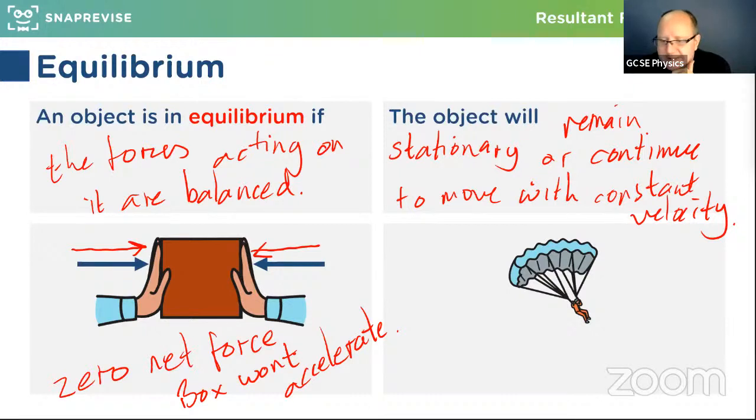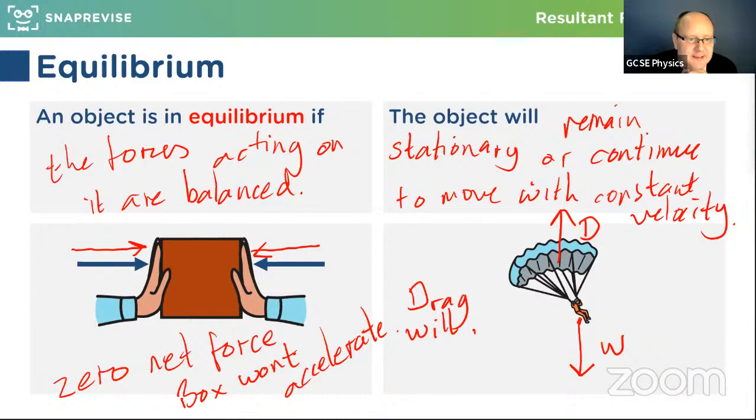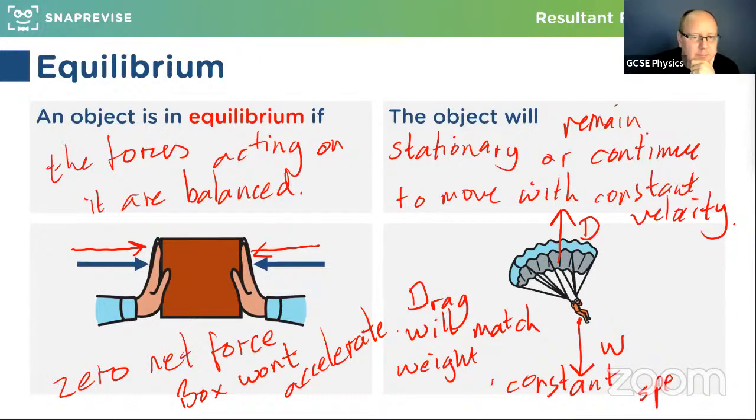And in the case of a parachutist falling there with a parachute open, we're going to have the weight of the parachutist acting from the center of mass downwards. There's our weight. And we're going to have drag acting upwards. There's our drag. And so when that parachutist is falling at a constant speed at their terminal velocity, the drag will match the weight. It will be equal, but opposite in direction. And so we get a constant speed of fall. Because there is zero resultant force acting on the parachutist, the upward drag due to the air hitting the parachute is equal and opposite to the weight acting downwards.